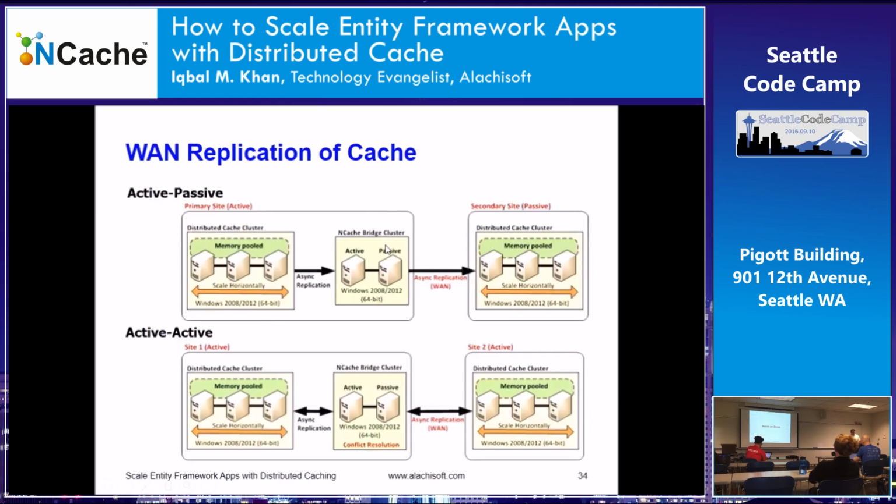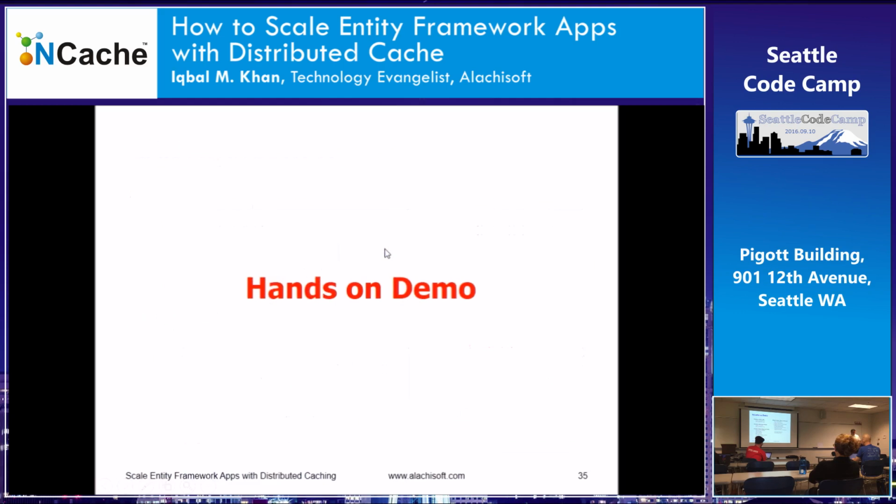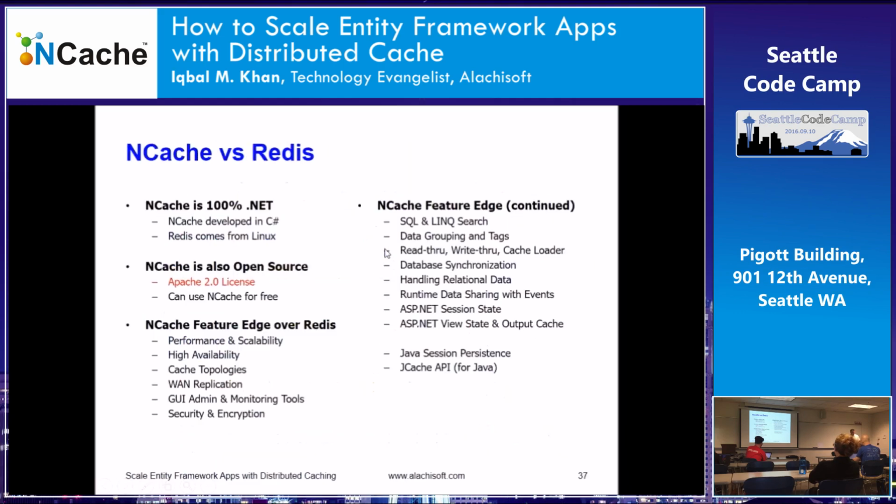It should be WAN replication. So there are some comparisons of NCache versus Redis. If you are going to use a cache, and if you're a .NET focused company, you need to look at the options. NCache is definitely there, and so is Redis. So you should do a comparison of the two.